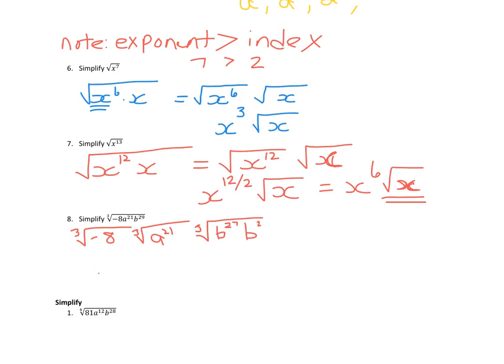The cubed root of negative 8 is negative 2. The cubed root of a to the 21st, well, 21 divided by 3 is 7. And then the cubed root of b to the 27th, well, 27 divided by 3 is 9. And then we're left over with a b squared. So this whole thing is our solution.